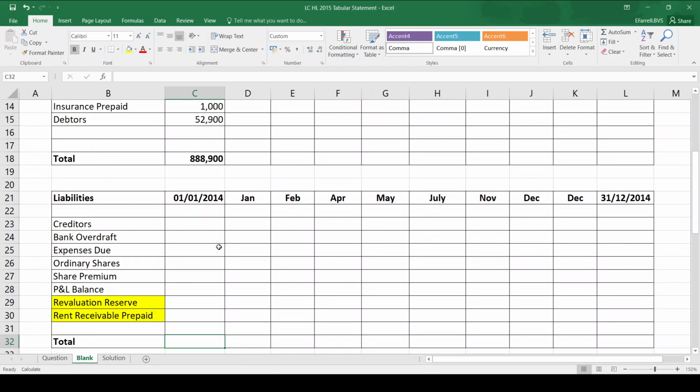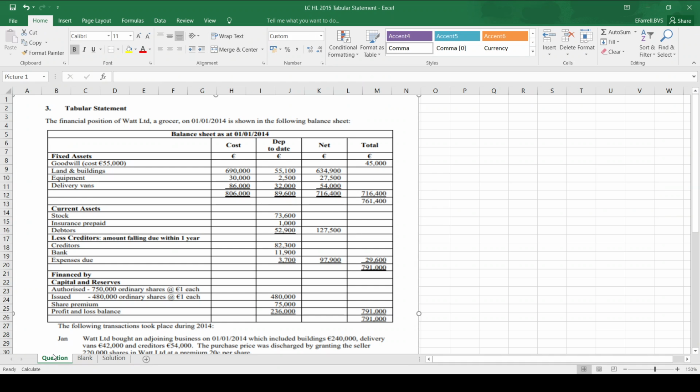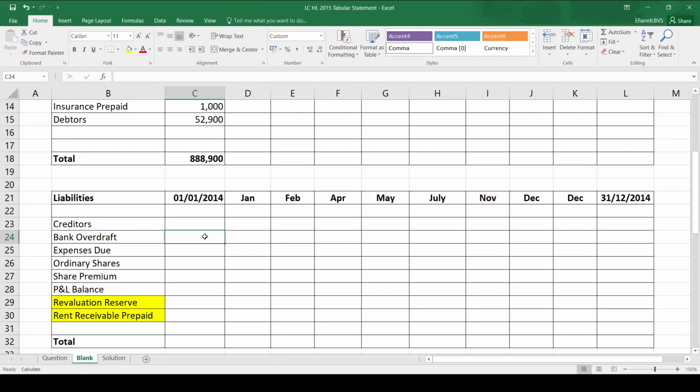We now put in our liabilities. First of all, we're going to put in our liabilities less than 1 year, or our current liabilities. So first of all, we're going to put in creditors, bank overdraft, and expenses due. And they're coming directly from the balance sheet. So creditors are 82,300. Bank overdraft is 11,900. And expenses due are 3,700.